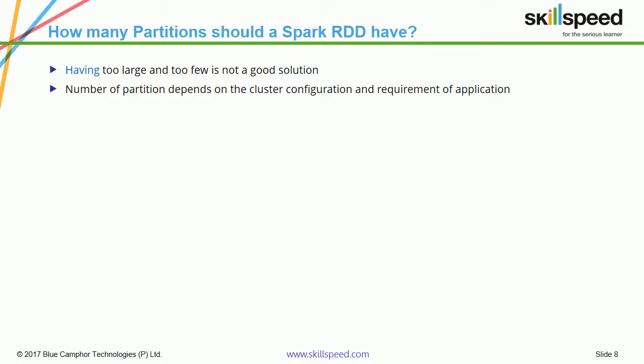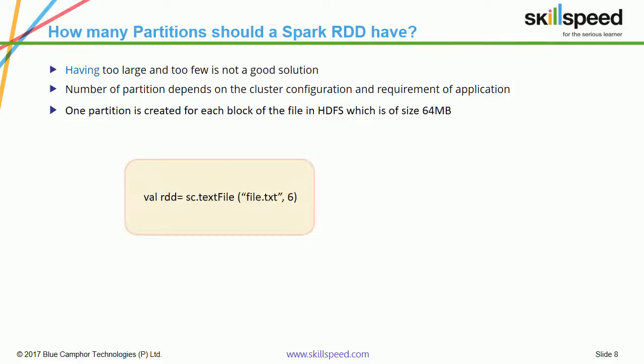By default, if you are reading from HDFS, that is the Hadoop Distributed File System, each partition will hold 64 megabytes of data. Here I have given an example to create an RDD by manually mentioning the number of partitions that I want. I'm using the sc.textFile method, and the file that I'm reading is file.txt. The number 6 says that I want to have 6 partitions in this RDD.